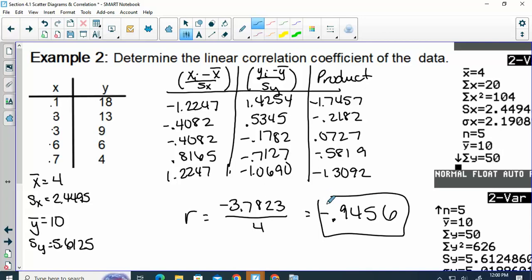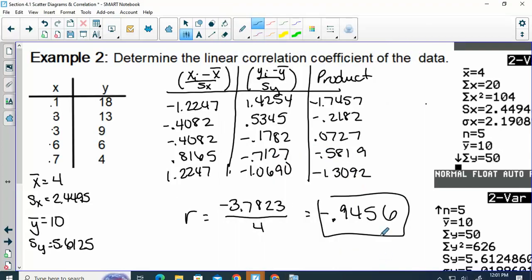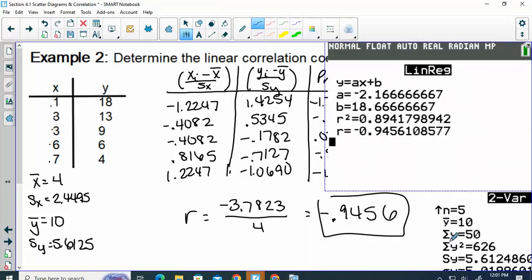Yeah, it's a pretty strong negative relationship. Go ahead and do your, let's see what the calculator got for the linear correlation coefficient. So if you go to stat, calculate number 4, they have an R of negative 0.9456. So the exact same thing that we got. Okay, so we can do it by hand or on the calculator. We should be getting the same thing.